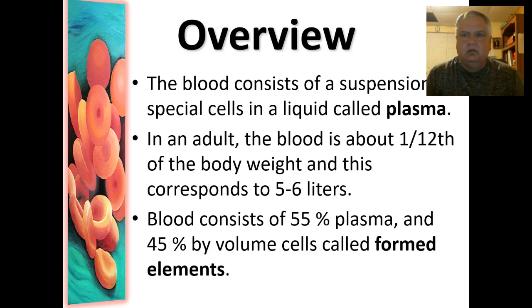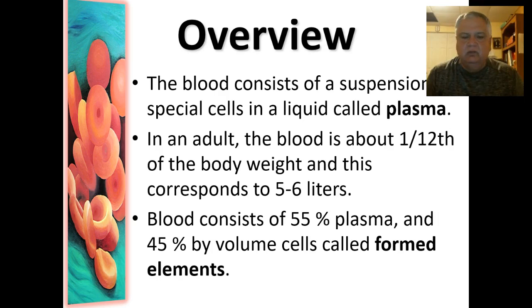I get a lot of questions every time I'm talking about human blood, and so I put these answers to questions up here on the first slide, and maybe we'll answer some questions that you have based on the blood. So the blood consists of a suspension of special cells in a liquid, and that liquid is referred to as plasma. In adults, the blood is about 1/12 of the weight of the body, and that corresponds to somewhere between 5 and 6 liters because, again, different body sizes, different volumes of blood. So we have 5 to 6 liters, we got that range.